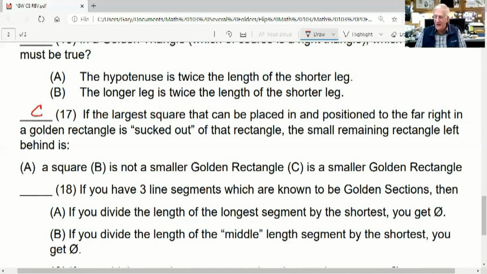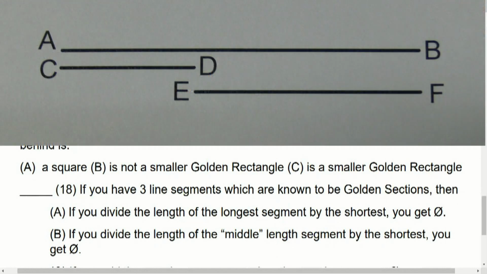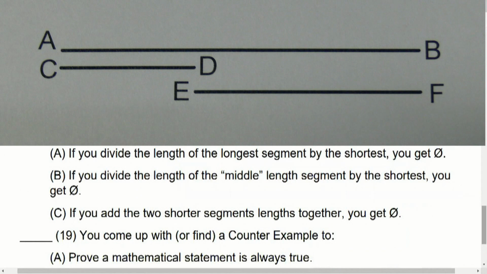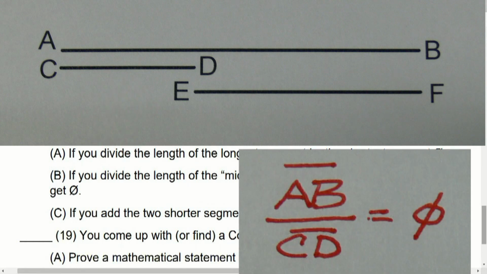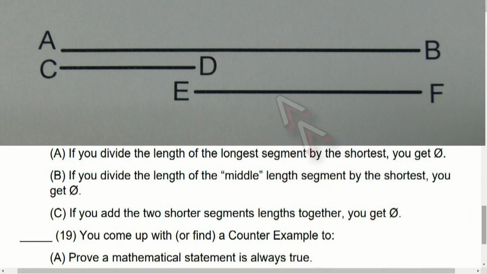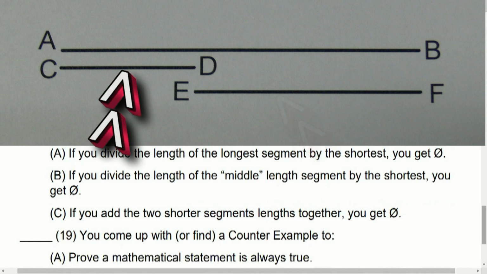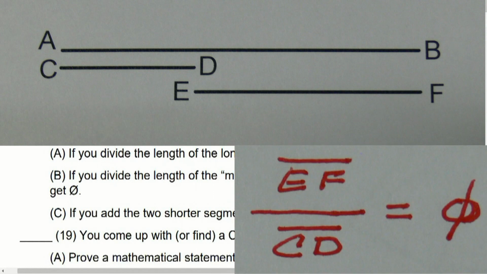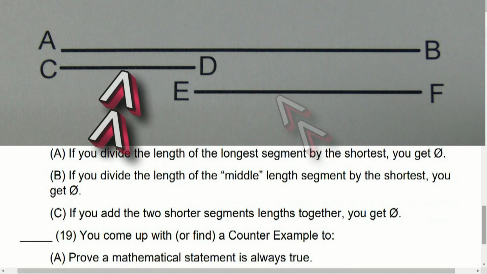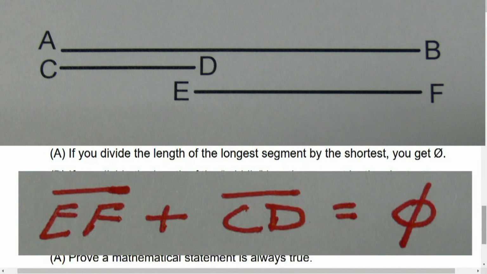18. If you have 3 line segments known to be golden sections, then A, if you divide the length of the longest segment by the shortest segment, you will get phi. B, if you divide the length of the middle length segment by the shortest segment, you will get phi, the golden ratio. Or if you add the 2 shorter lengths of the segments together, you get phi.